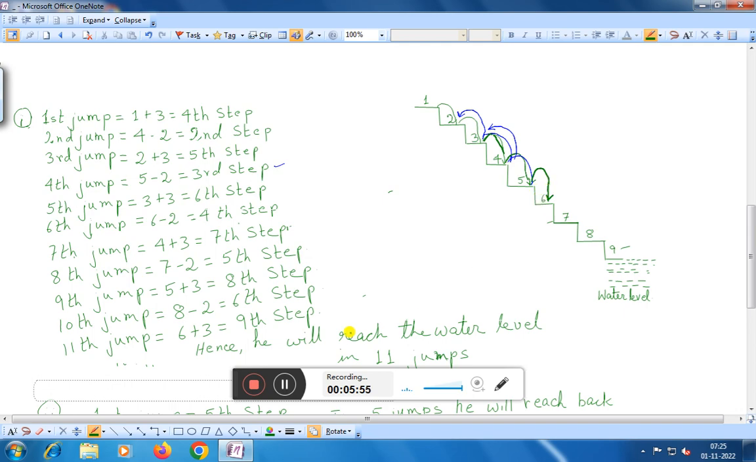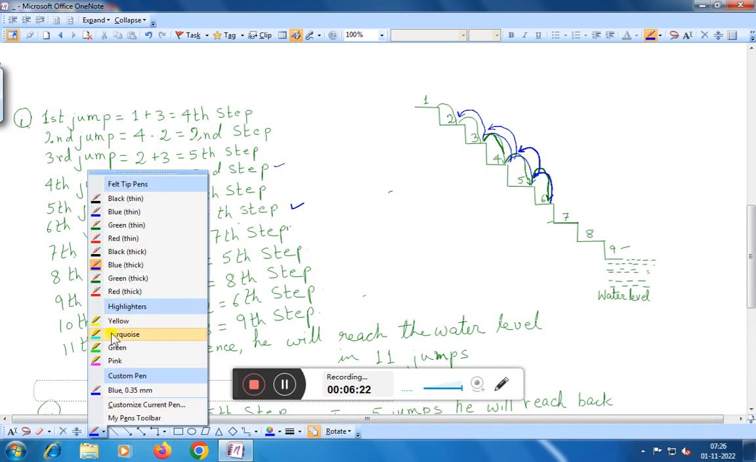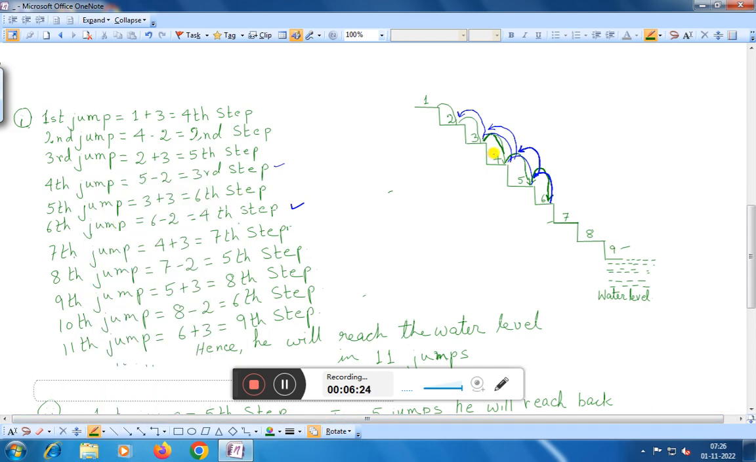That is from 6, 2 steps backward, which we represent by blue color. That means from 6 it goes to 5 and 5 to the fourth step. Here you see he goes to the fourth step, right? Again 4 plus 3. Again he goes 3, represented by green, right? Now he is at the fourth step.